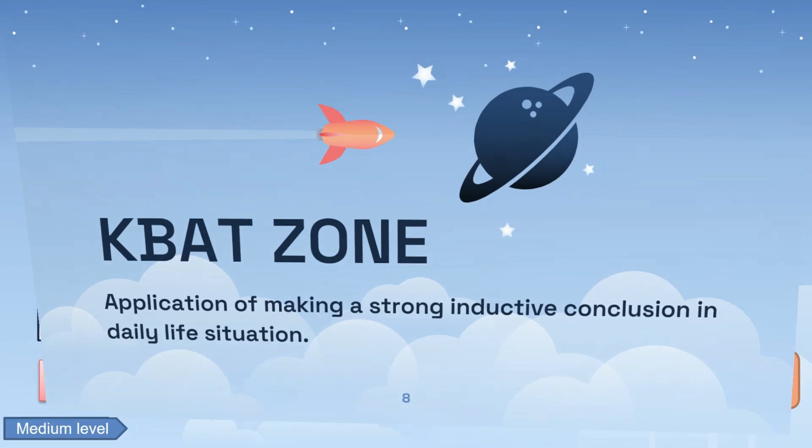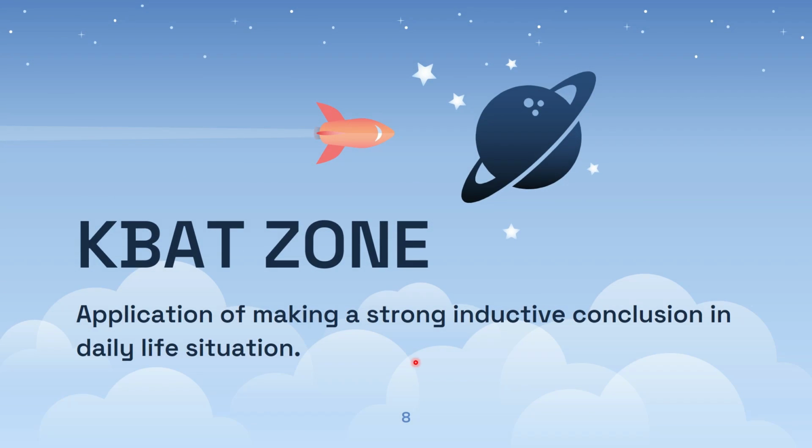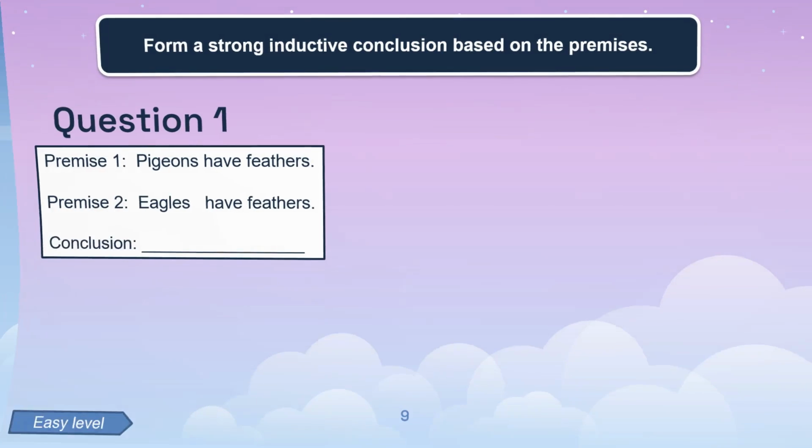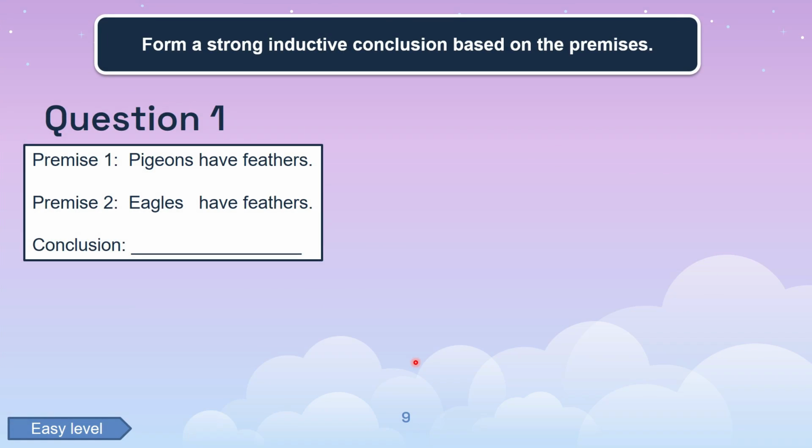Now we enter the kebat zone, which is the application of making a strong inductive conclusion in daily life situations. This is the easy level. We start from easy to medium and the harder level. First, form a strong inductive conclusion based on the premises. This is question 1.